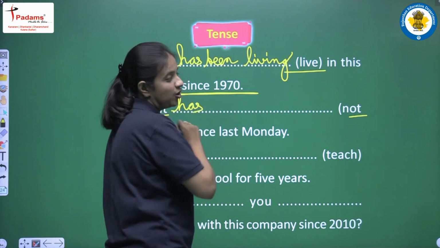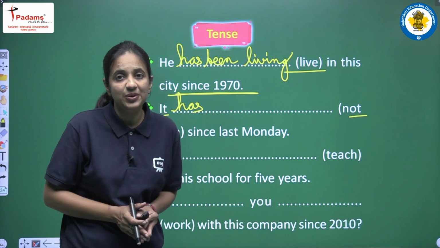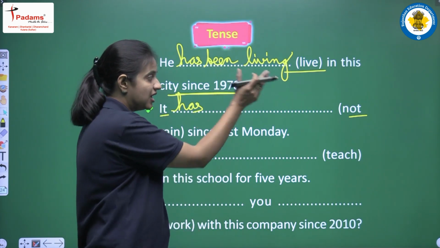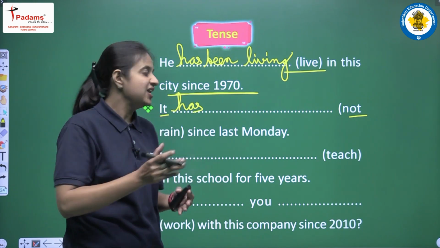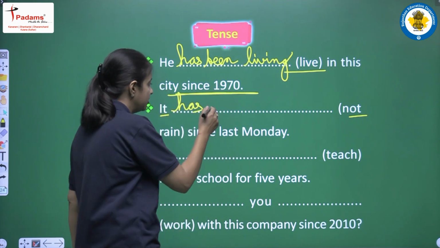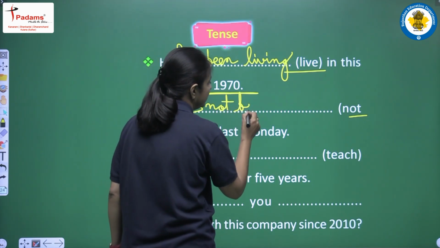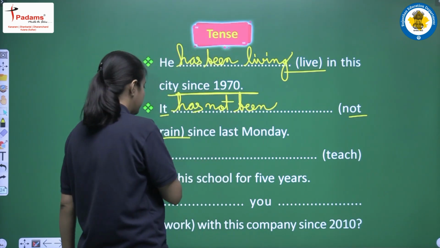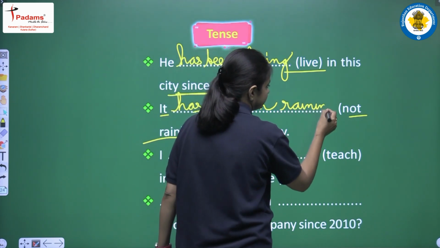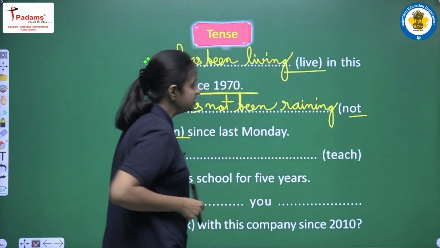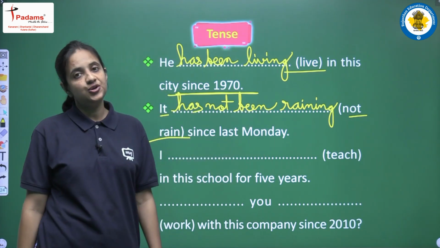But one more important thing here, because it's a negative sentence, the structure will be a little bit different, because now we have to add not. Okay, and not will come between has and been. So here we will write has not been. Okay, and rain plus ing, it will be raining. So the sentence will be it has not been raining since last Monday.